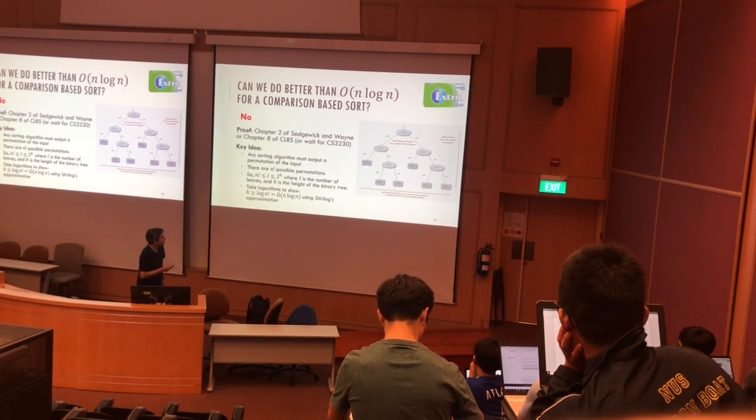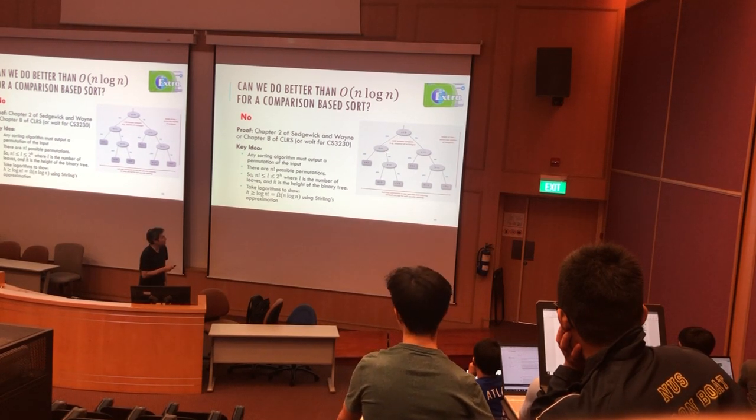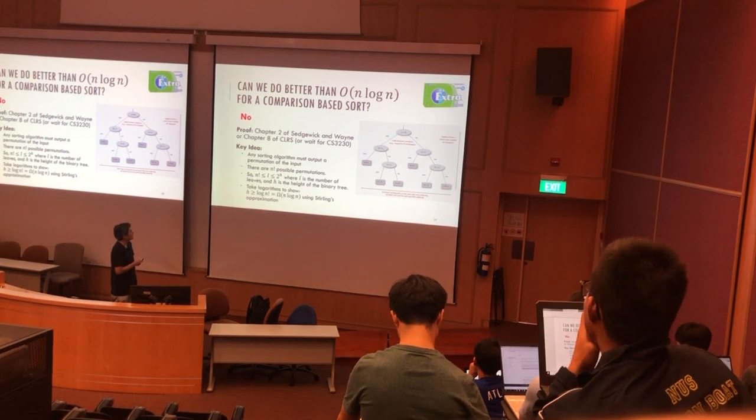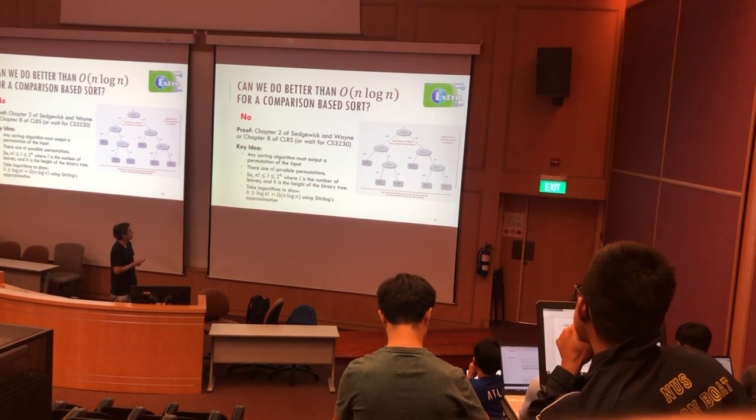That means the number of leaves, these are the leaves, we'll cover more about leaves later, is basically the terminal point of each of these decision paths. There must be n factorial of them, for them to output n factorial possible outputs. So the number of leaves in the tree must be at least n factorial and at most 2 to the power of h, where h is the height of the binary tree.